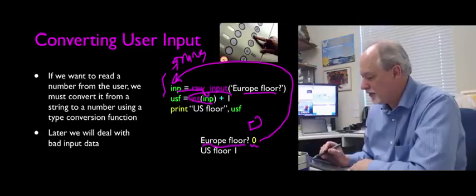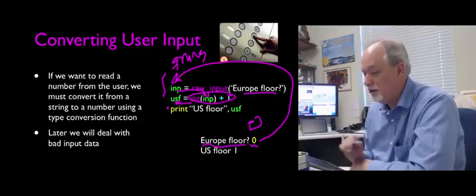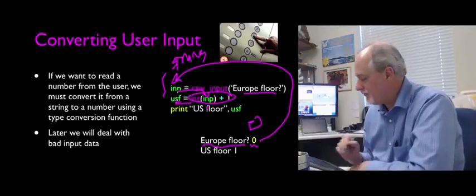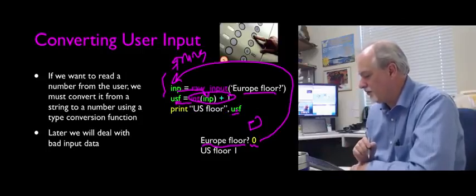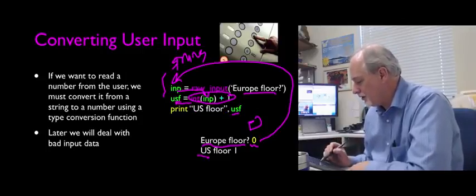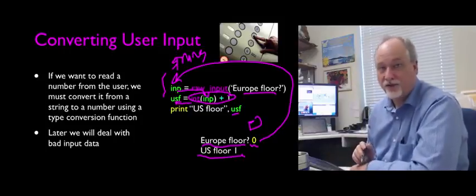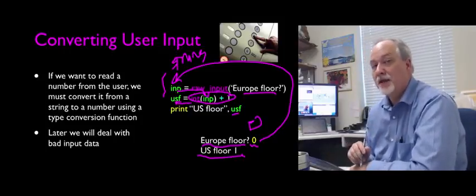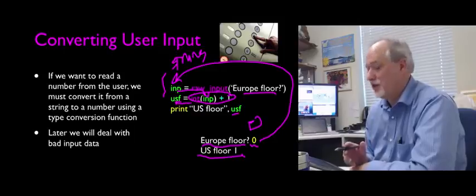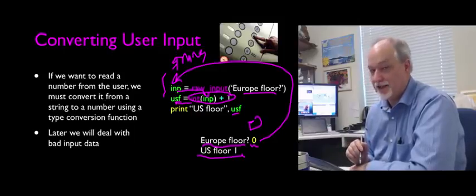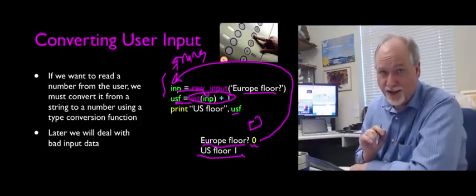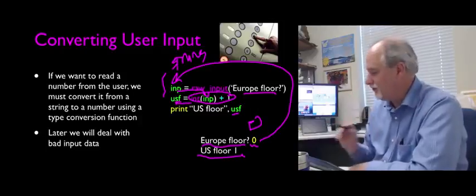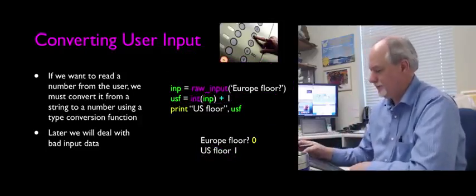And we sum that together, and we put it into the variable USF. Then we print US floor, comma, and then whatever the variable USF is. And out comes US floor 1. So we've written a very simple elevator floor conversion from a European floor to a United States floor. Don't ask about negative numbers. It's not really good at that. But from 0 and positive numbers, it works great.